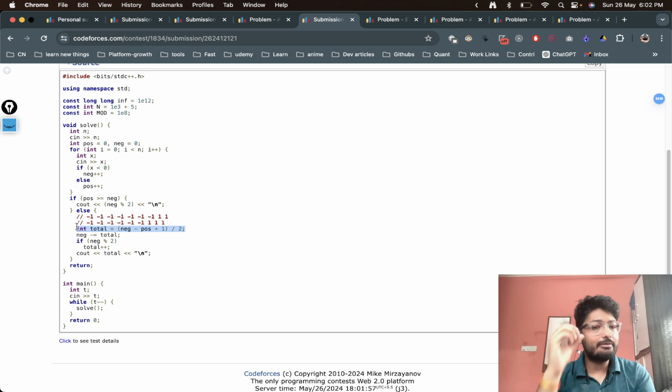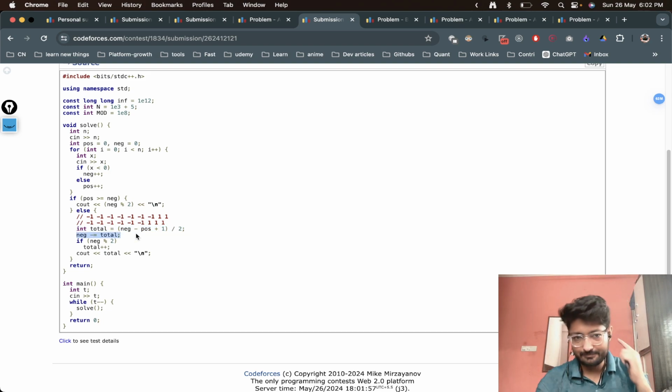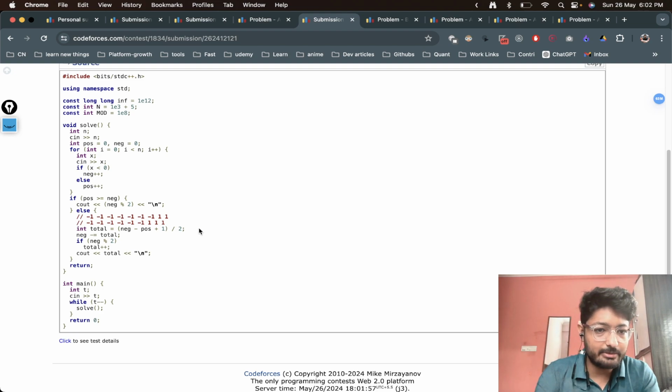If that many changes need to be done, then that number of negatives are converted to positive. So negatives will decrease by this, and this is the new negatives, because that number of negatives are removed. So this number of changes helps us know how many flips there are. Then the new negatives will be negatives minus this number of changes, because I have switched that many.